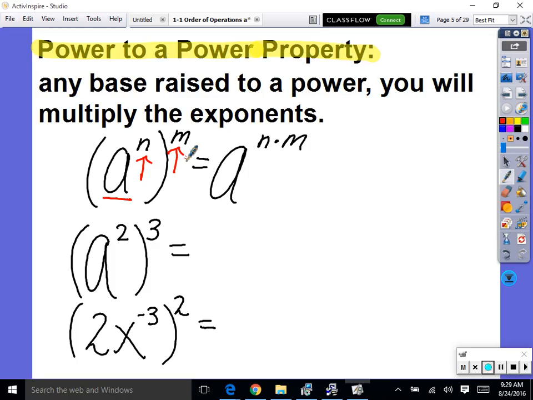So I did n times n. So we have a squared raised to the third. Isn't this power to a power? So you multiply, so this will be a to the 6, right?